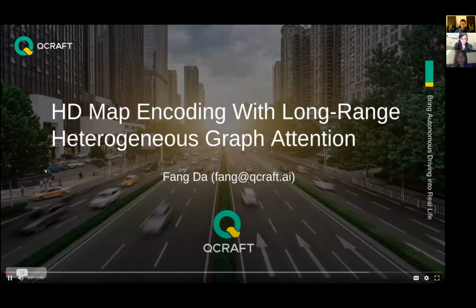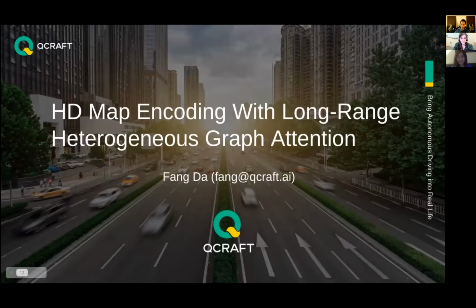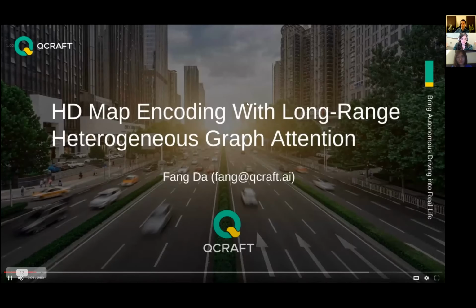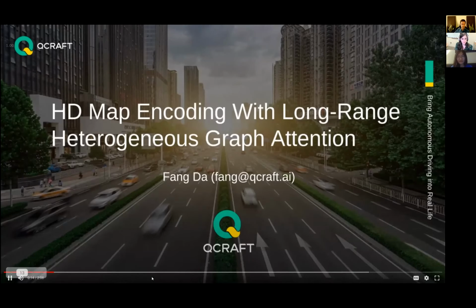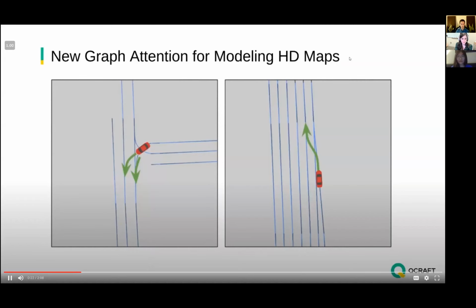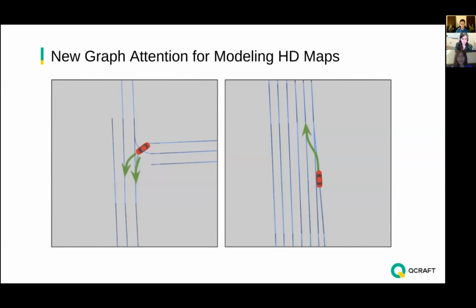Hello everyone, I'm Fang Da from QCraft, and we're here to briefly discuss our submission. Our main technical innovation is a new long-range graph attention mechanism for encoding lane graphs in the HD maps. This work is currently in submission for peer review, but we will try to outline the main idea here. The design is motivated by our observation that lanes in urban areas can form very complex arrangements from combinations of basic interaction types such as neighbors, successors, and predecessors. And in these arrangements, lanes would often interact with other lanes that are not directly connected to them.